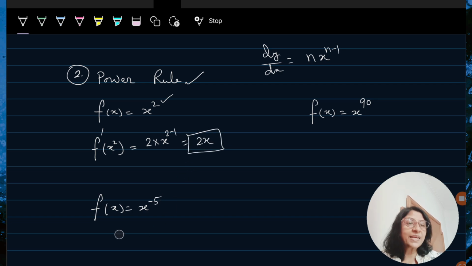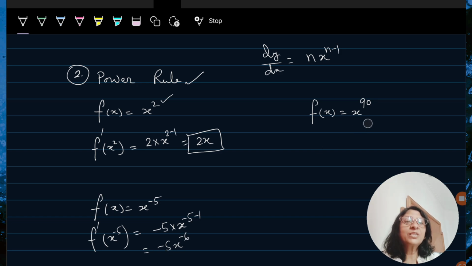Now come to the second part. If we have a negative power, how will we write it? The derivative of x to the power minus 5 is going to be, with minus 5 as our n, negative 5 multiplied by x to the power negative 5 minus 1. So the answer is negative 5 times x to the power negative 6. So this is our answer.